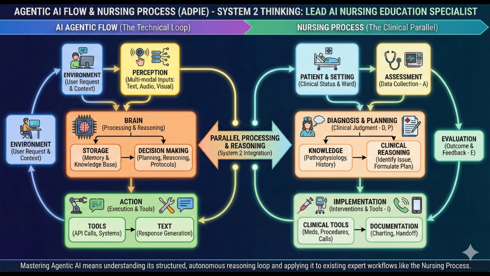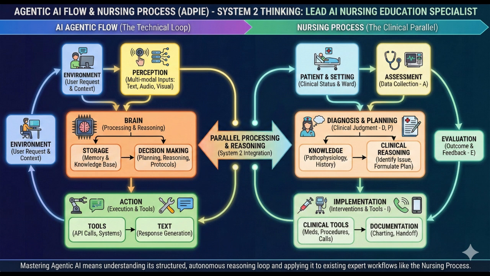Step 3. Processing the information. AI Agentic Flow. The brain, storage, and decision-making. Explanation: The AI searches its memory banks and uses logic to figure out a plan. Example: The AI remembers your budget from past trips, storage, and figures out which airline to choose, decision-making.